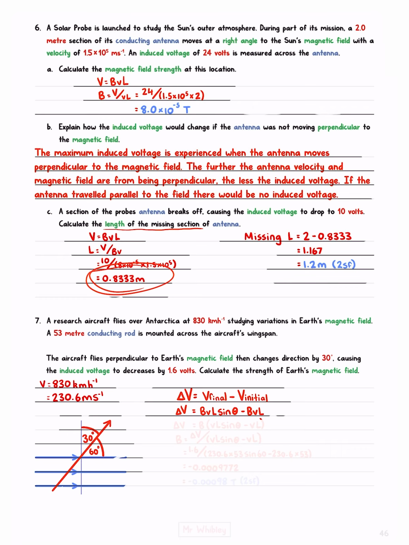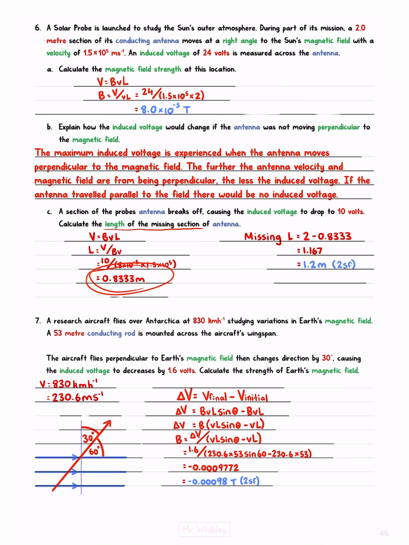is 60 degrees. Solving this equation for our magnetic field strength, we can first factorize it out, and then divide both sides by our brackets and swap them around. Putting in all of our numbers gives me negative 0.00097772 or negative 0.00098 Teslas to two significant figures.